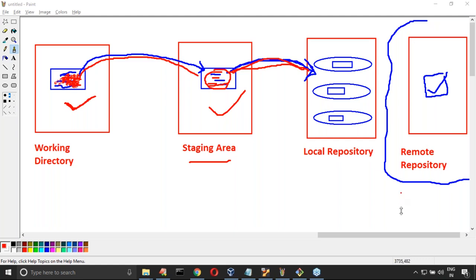So take special care about this. Sometimes our requirement is to know: what is the difference in the content of the working directory and the staging area? What is the difference between the staging area and the local repository? What is the difference between the first commit and the second commit with respect to file 1? What is the difference between the local repository and the remote repository? It is a very common requirement that we have to compare the content of our file in different areas.